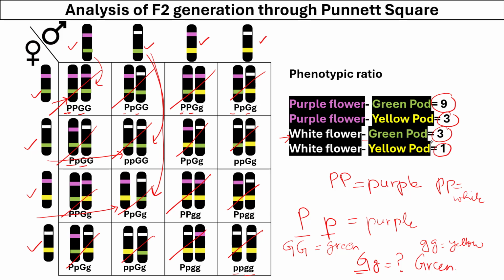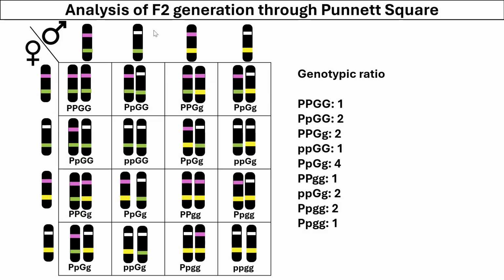So there is 9 times chance of getting purple and green because they are dominant characters, and there's only 1 time chance that you will get both recessive characters, that is white flower color and yellow pod color, and there are equal chances of getting the mixed characters. Now we just saw the phenotypic ratio, how many greens, purples, whites, and yellows.